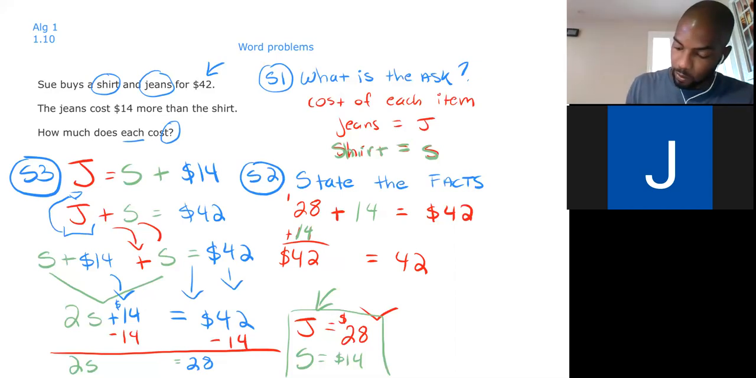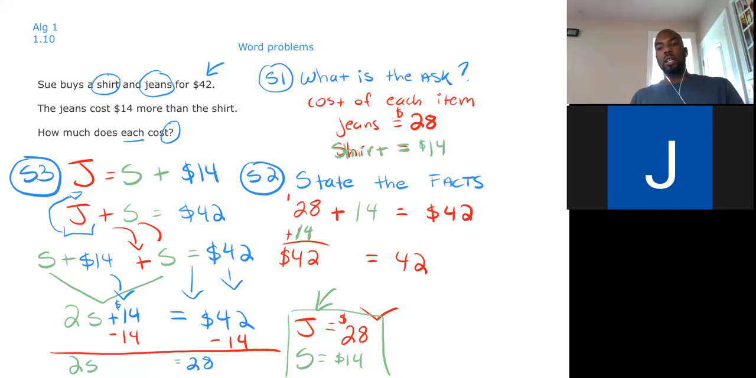So I go back to my step one and I say, all right, did I find the cost of the jeans? Yes, I did. Could I prove it? Yes, I could. And what is the cost of one shirt? $14. Because if you buy one shirt and one jean, they will both equal $42. Hopefully that was helpful.